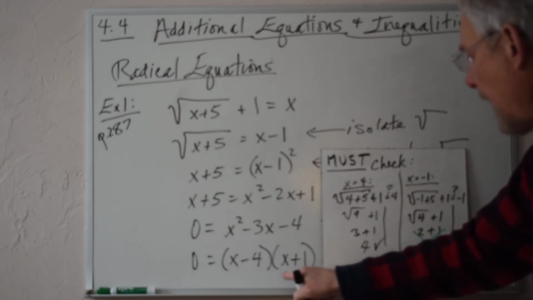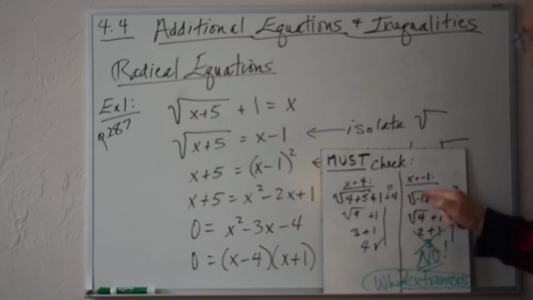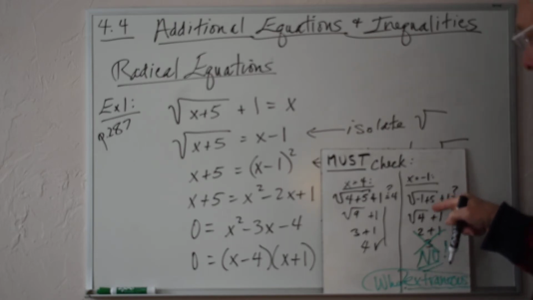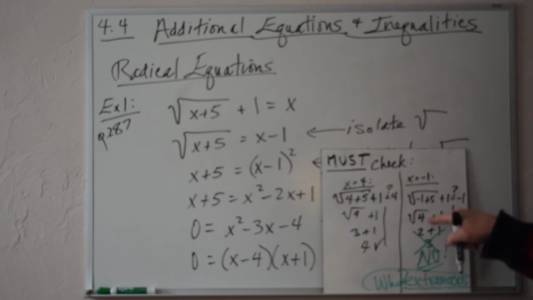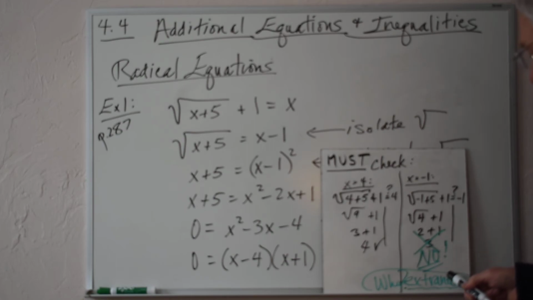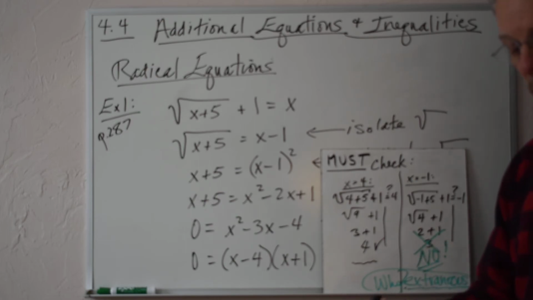Now we try the other one. X equals minus 1 is what comes out of this factor. Square root of the quantity minus 1 plus 5, plus 1, equals negative 1. Well, I have a question mark there, and I go through the steps. Minus 1 plus 5 is 4. Square root of 4 plus 1 gives me 2 plus 1 gives me 3. No, it does not work. This is a case where we have an extraneous root, so we reject it. And the solution to the problem is 4.